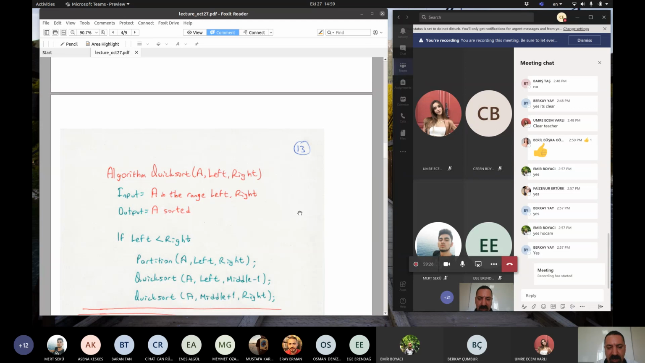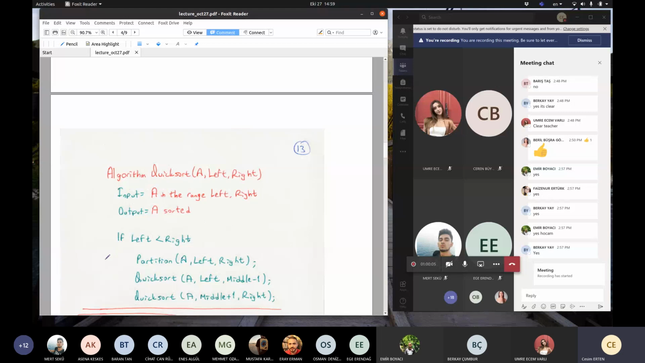Any guesses regarding the running time of this quicksort algorithm? Any guesses? Or how we should start analyzing the running time? Obviously, we should start analyzing the running time by going step by step, checking all the lines of the pseudocode.